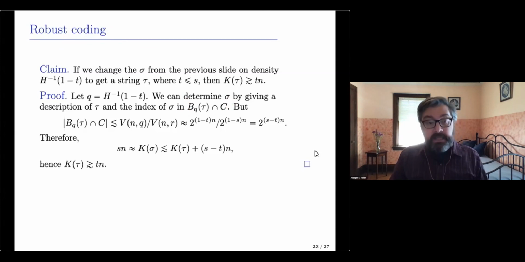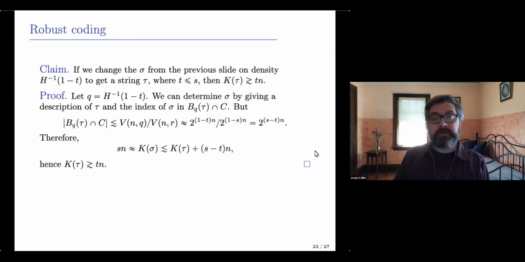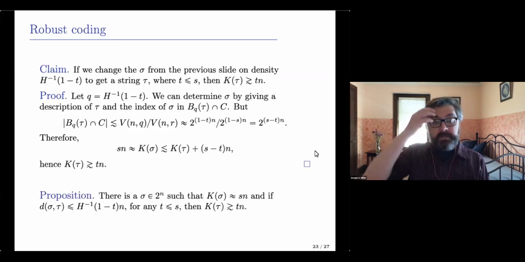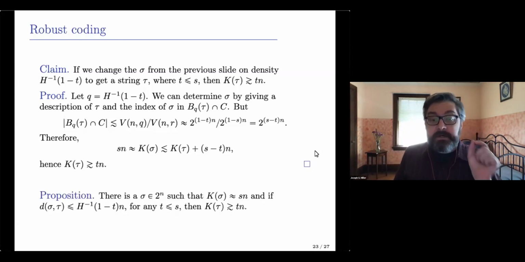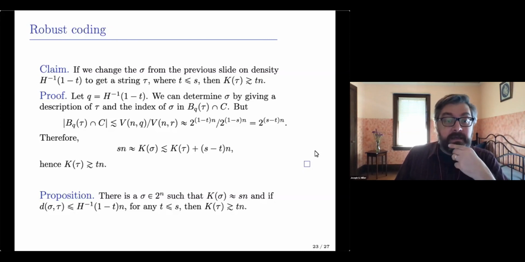So what does that mean? It means that K of sigma is less than or equal to K of tau plus s minus t times n. We also know that it's roughly complexity s times n. Solving for K of tau, we see that K of tau can't be too small. It has to be at least approximately t times n. So there is a sigma such that K of sigma is approximately s times n, and we cannot lower it to something of complexity less than tn any easier than if it were random.